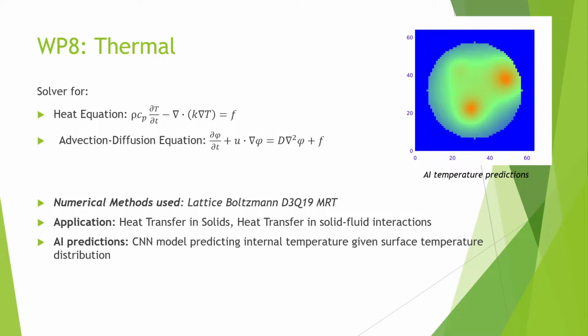On top of that, we have developed a convolutional neural network model predicting internal temperature given the surface temperature distribution. This AI prediction can allow our customers, for example, to predict the internal thermal distribution given the external thermal maps, for example, from thermal cameras on certain elements.